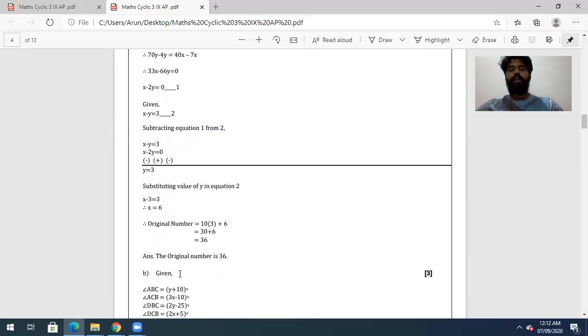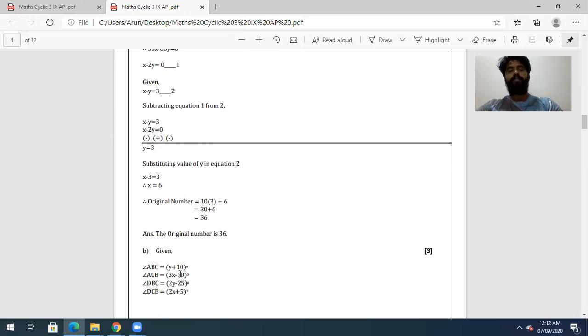So now you have to find the original number. So the original number would be 10 into 3 plus 6, which is 30 plus 6, which is 36. So answer statement, the original number is 36. I hope you've understood the question, students.